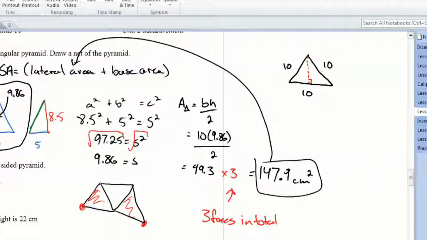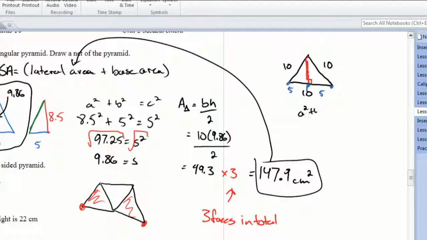But I don't know what the height is, so I'm going to have to find that height. And how am I going to do that? You guessed it, Pythagorean theorem. If I divide this base in half, I'm going to have 5 and 5. There to there and there. So here we go again.